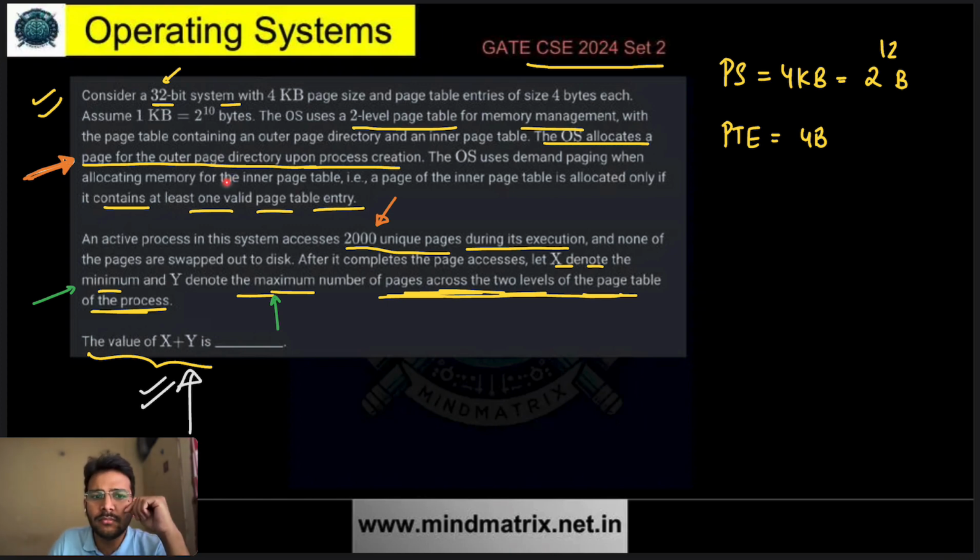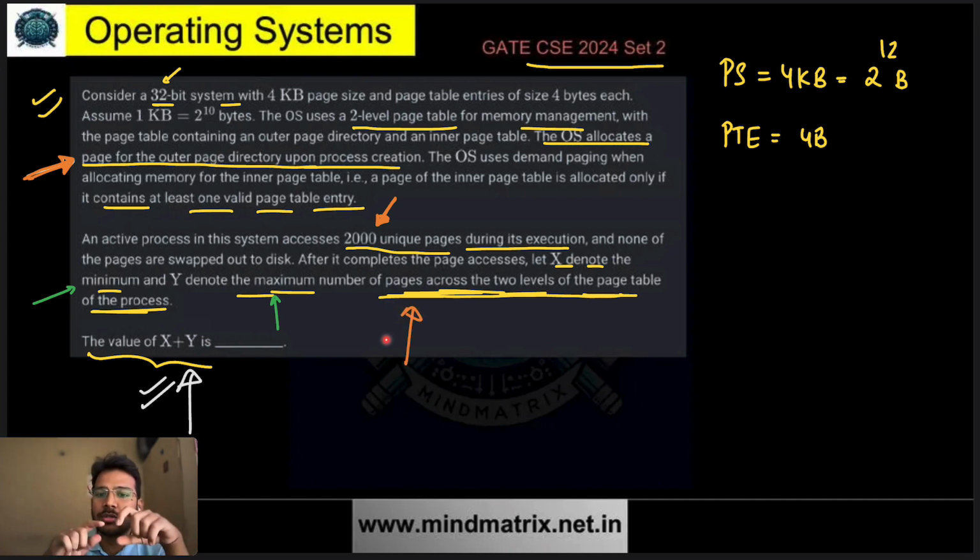So when you are reading a question, you have to pick these lines. What else? Then it is saying 2000 unique pages are there. That means it is not using the entire virtual address space, it just has 2000 unique pages in the system, right? So this is the second thing. Then it is saying that x is the minimum and y is the maximum, denoting the number of pages across the two levels.